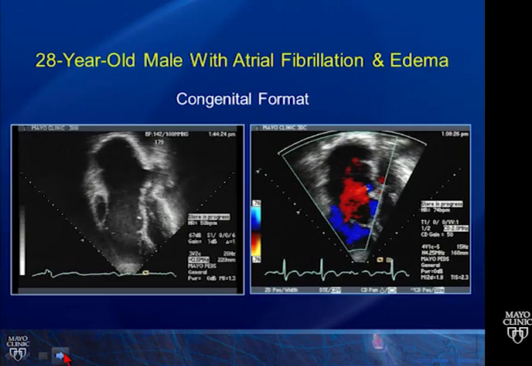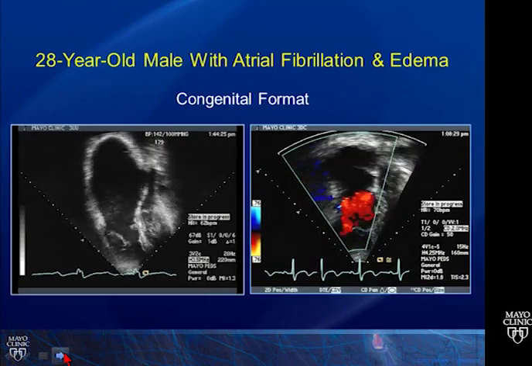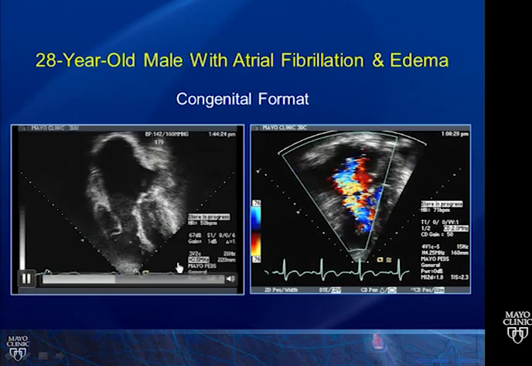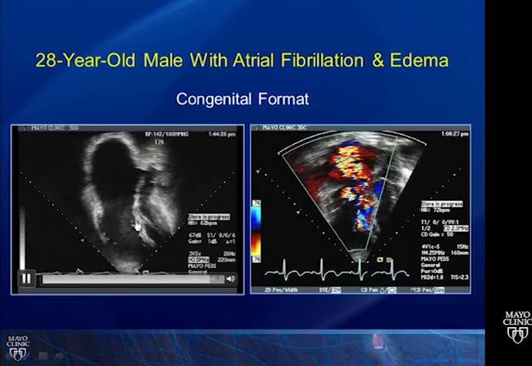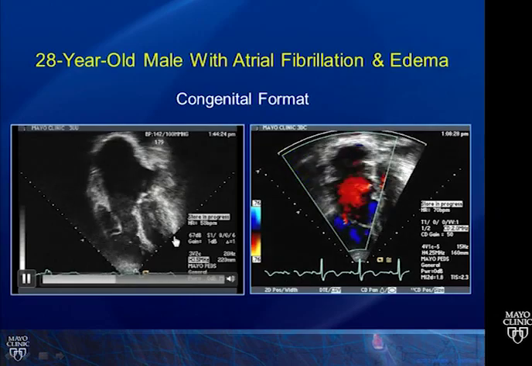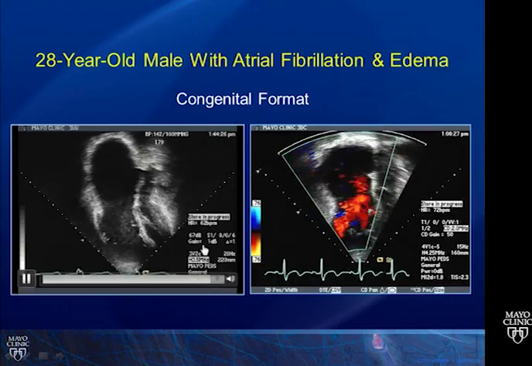Case number 9, a 28-year-old male with atrial fibrillation and edema. And this is actually in a congenital format, so I'm not 100% sure, and I'd like feedback if you see these, but the congenital colleagues will put them in this direction, and they are testing congenital diagnoses, so you may see them in this format.